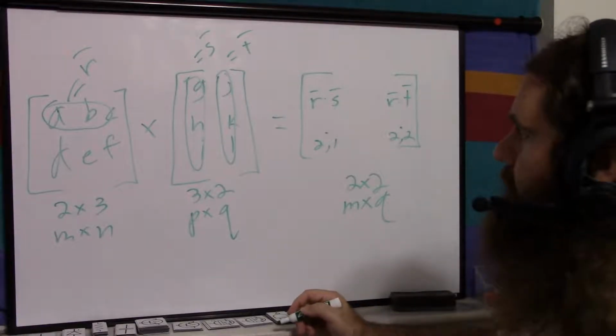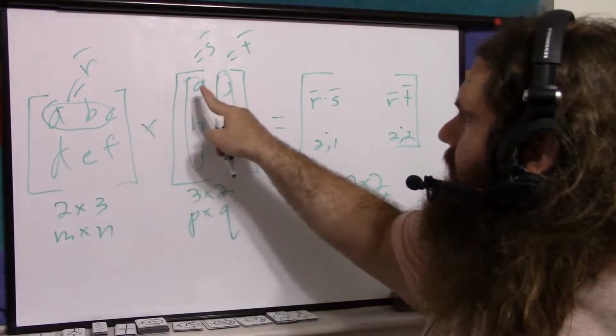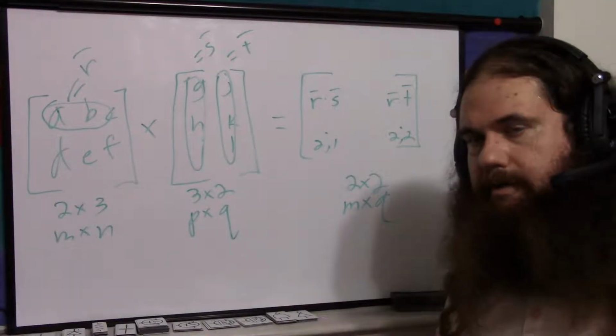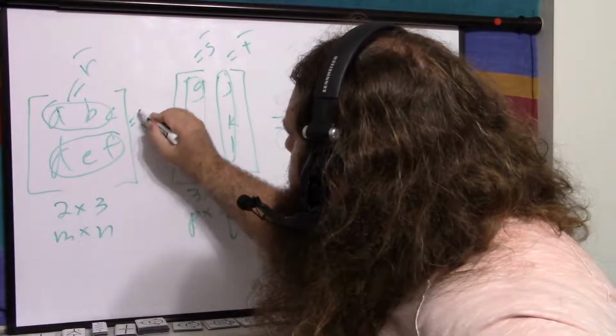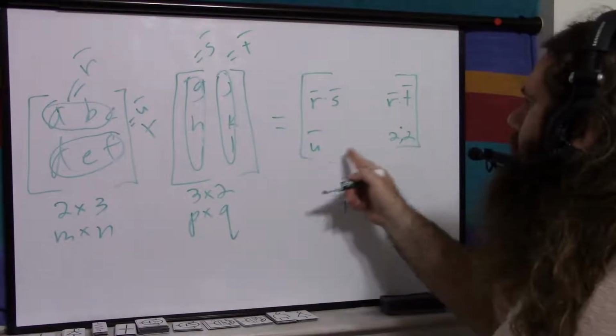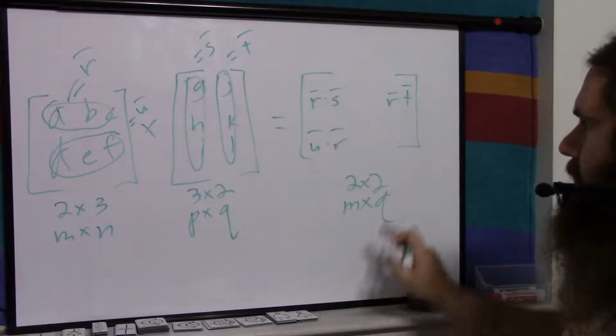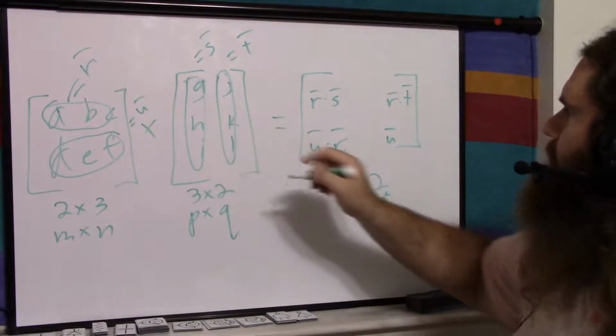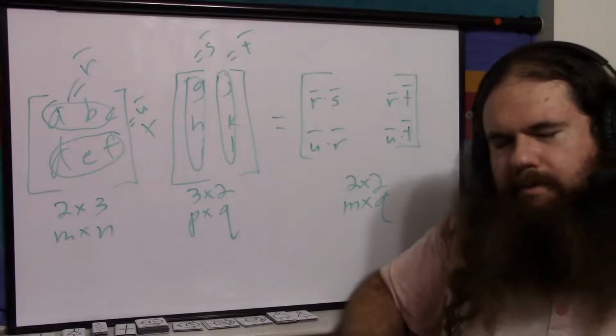And remember what the dot product r dot s is? It's a times g plus b times h plus c times i, just the dot product. So if this row is u as a vector, then over here, row 2, column 1 is u dot s. Row 2, column 2 of the result, well, row 2 is u, and column 2 is t. That's how you multiply matrices.